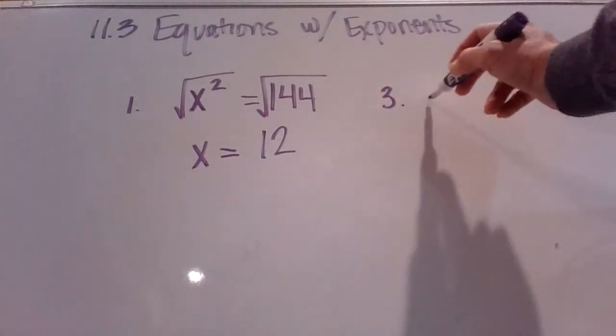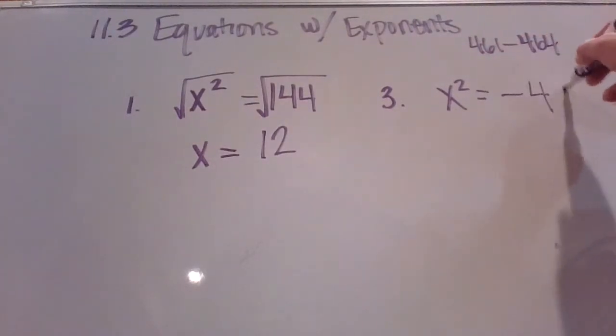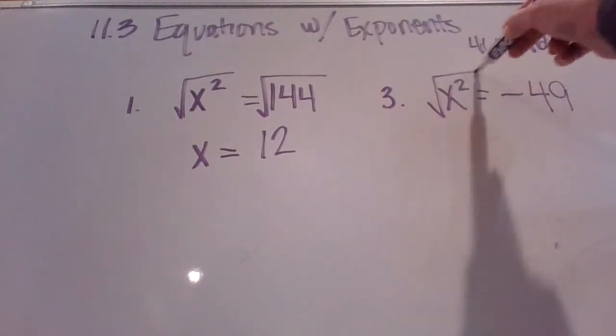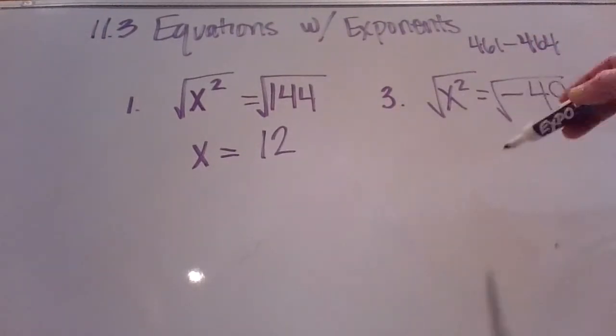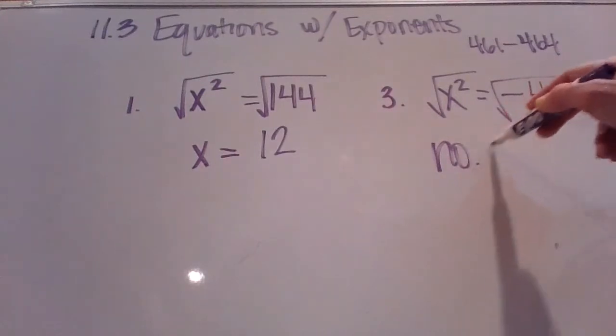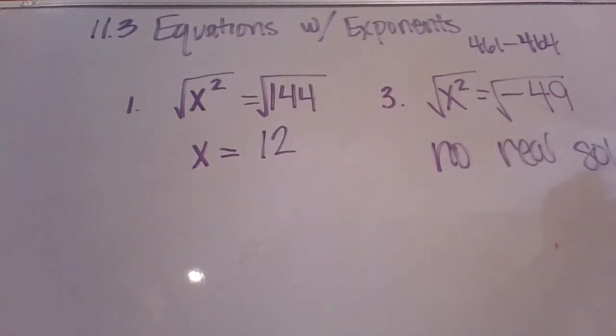Number 3, x squared equals negative 49. To find what x is, we would need to find the square root. Well, you can't have the square root of a negative number, so this one would be no real solution.